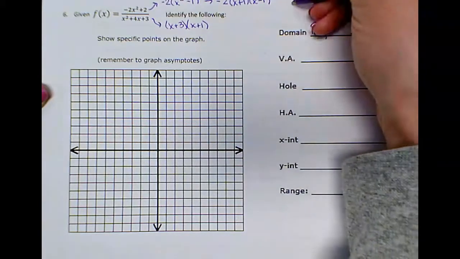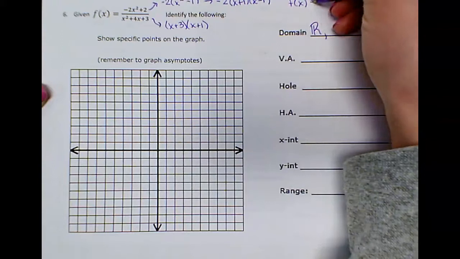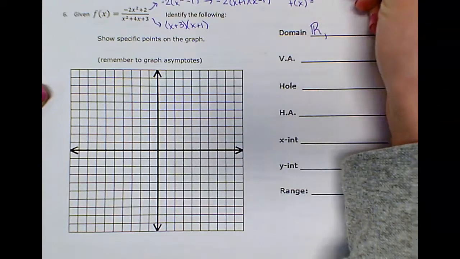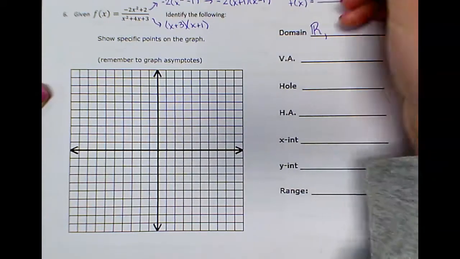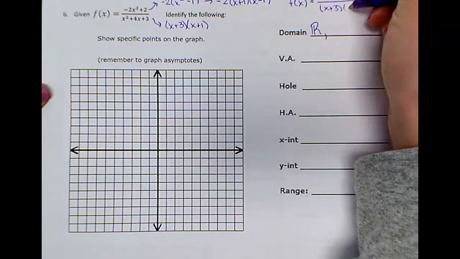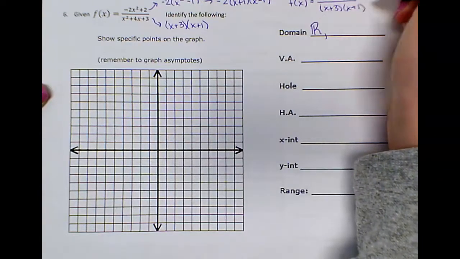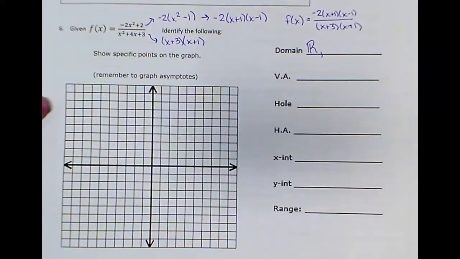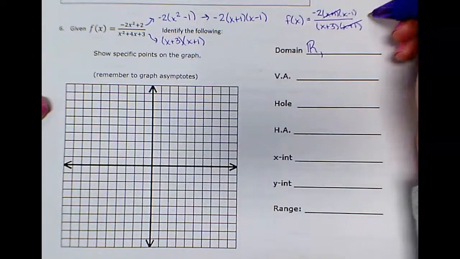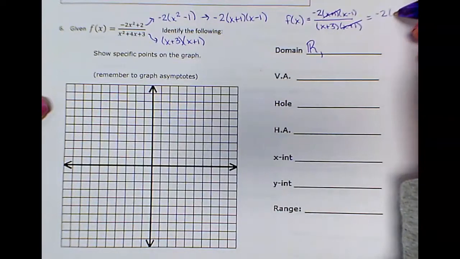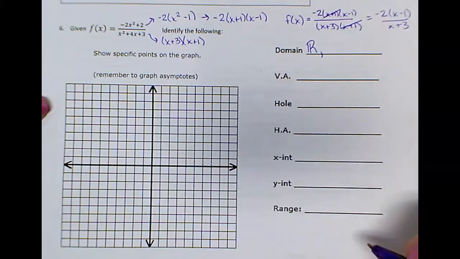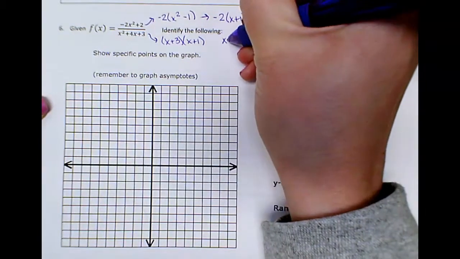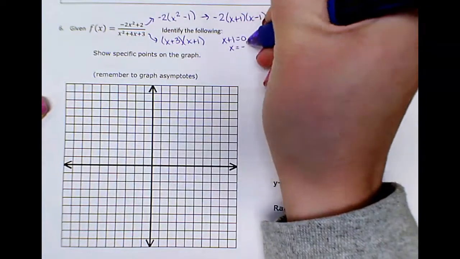So let me put this together. So f of x equals -2 times x minus 1 times x plus 1 over x plus 3 times x plus 1. Oops, I'm sorry. There we go. I notice that there are common factors of x plus 1. So those can be canceled out. That means there's a hole. There's a hole where x plus 1 is equal to 0. So x equals -1.